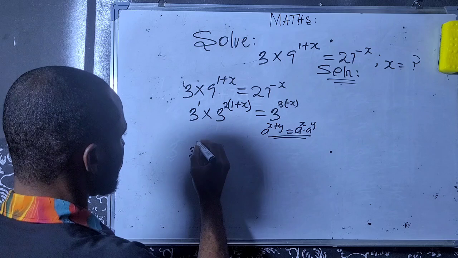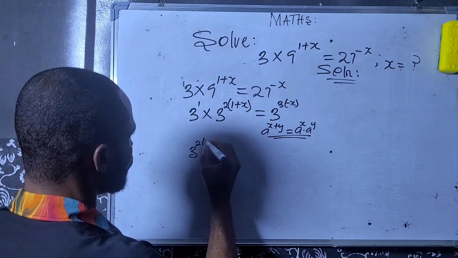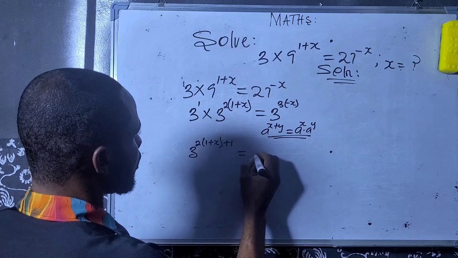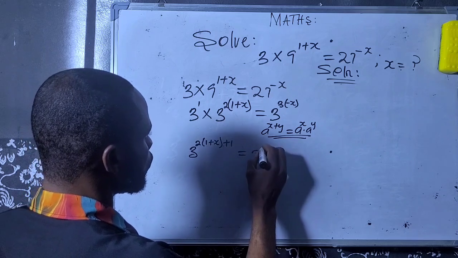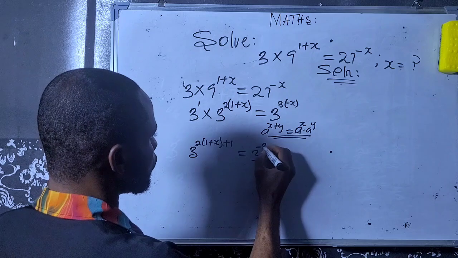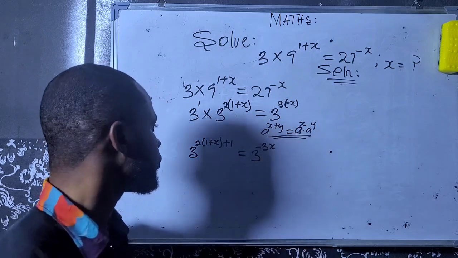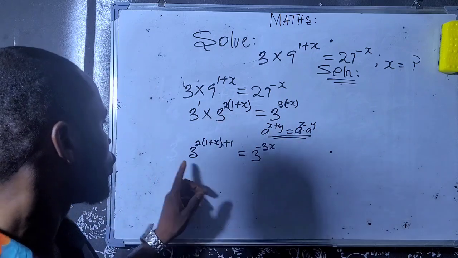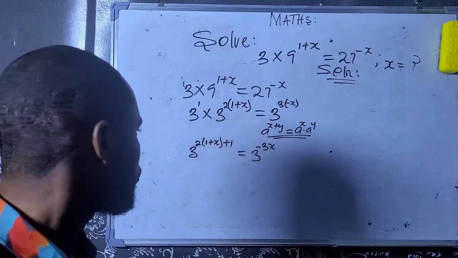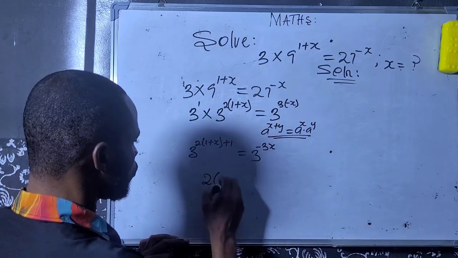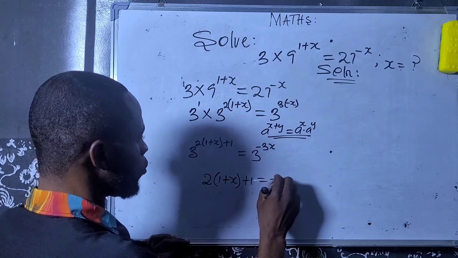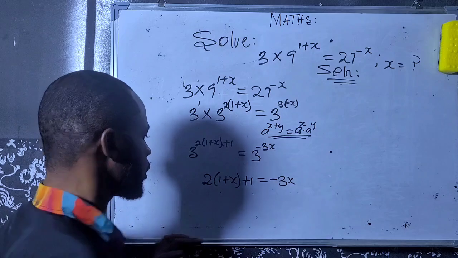We have 3 to the power of 2 into 1 plus x plus 1 equals 3 to the power of, multiplying this out, negative 3x. Since the bases are the same, we are going to equate the powers. As such, we have 2 into 1 plus x plus 1 equals negative 3x.